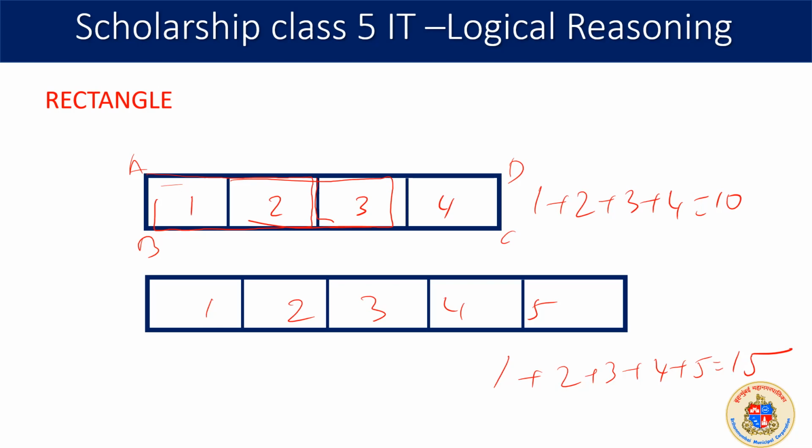It is possible. As I told you, 2 plus 3 make a rectangle, 3 plus 4 make a rectangle, 2 plus 3 plus 4 will make a rectangle, 1 plus 2 plus 3 will make a rectangle. Understood? So that way rectangles are possible.